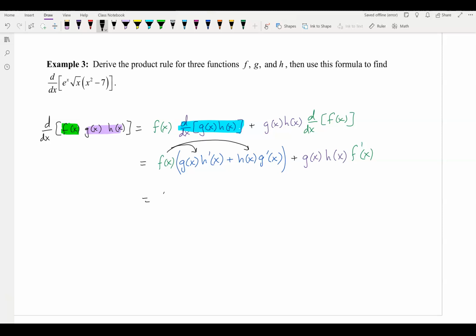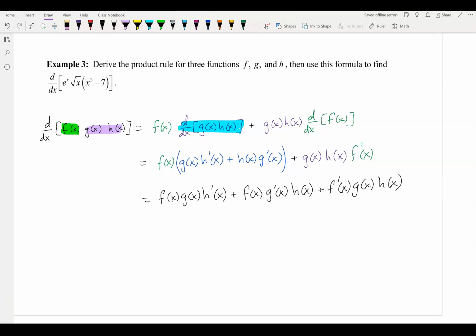I'm just going to do it all in one color now. f of x times g of x times h prime of x plus f of x. I'm going to put these in alphabetical order, right? I'm doing this multiplication here right now. I'm going to put g prime of x next, and then h of x. And then in back, putting them in alphabetical order, I'm going to put f prime of x, g of x, h of x. And we've arrived at a product rule for the product of three functions.